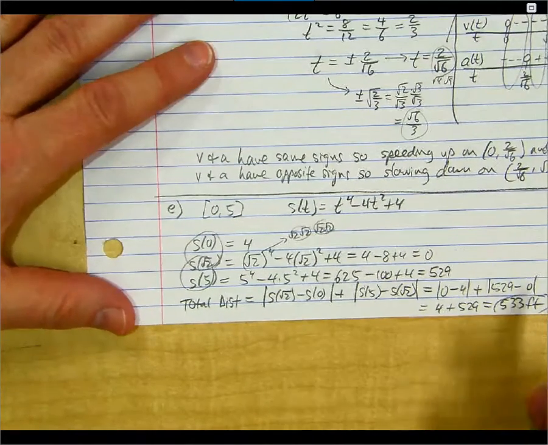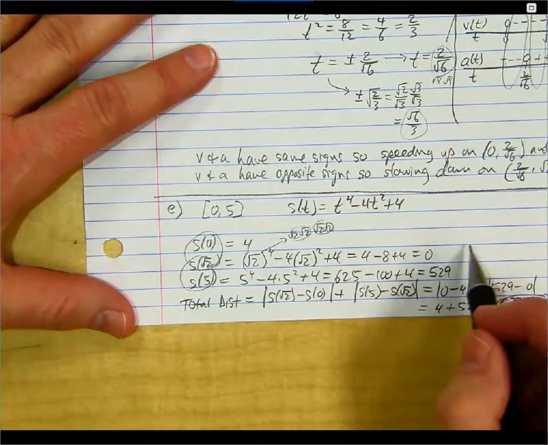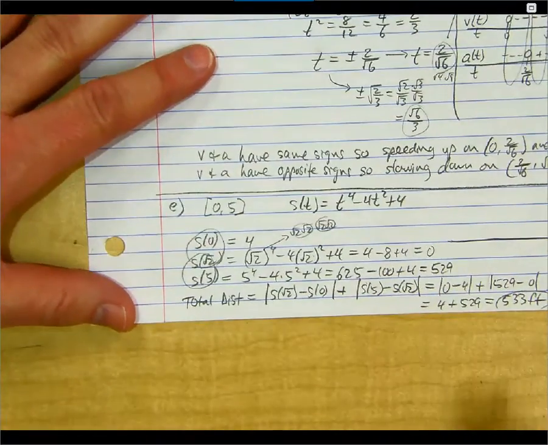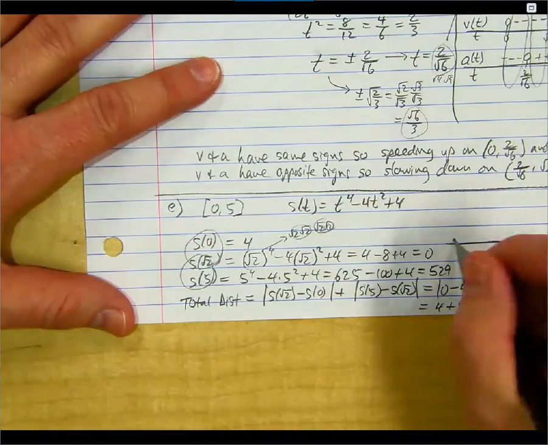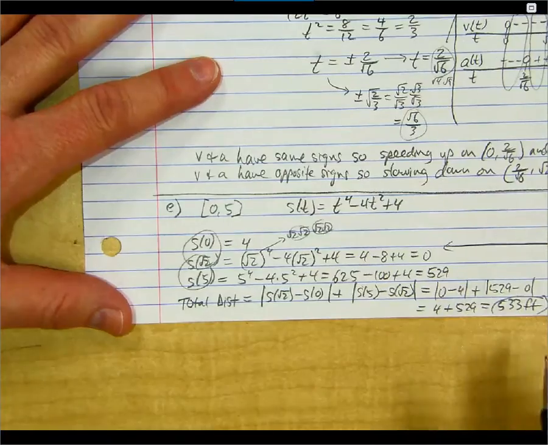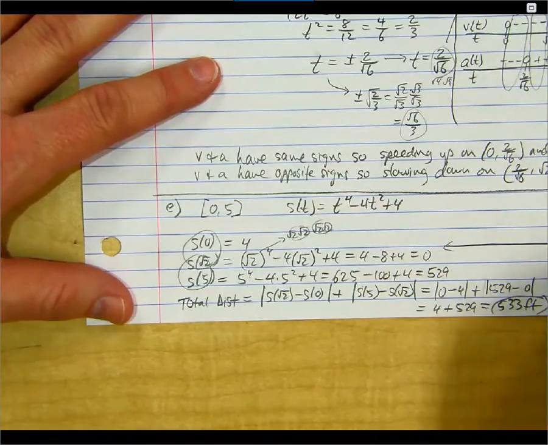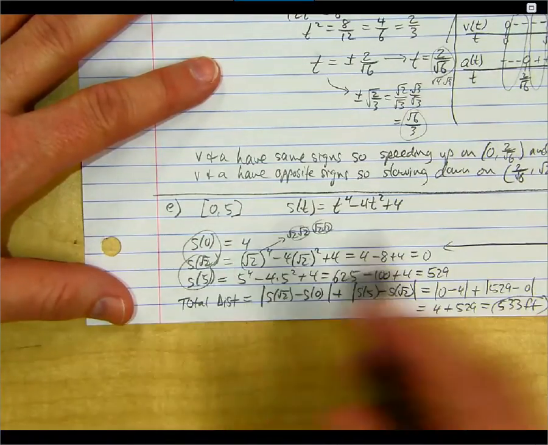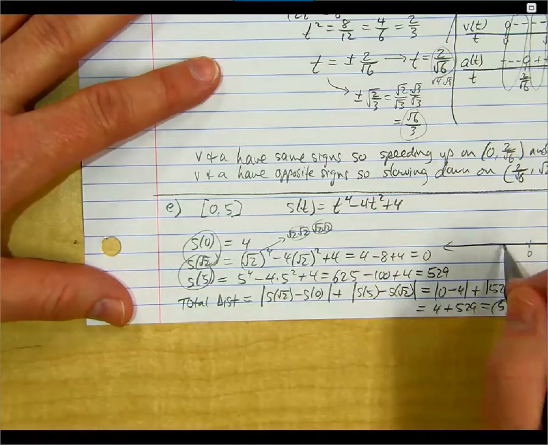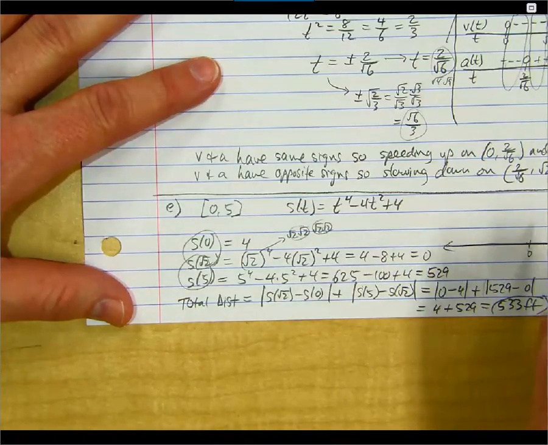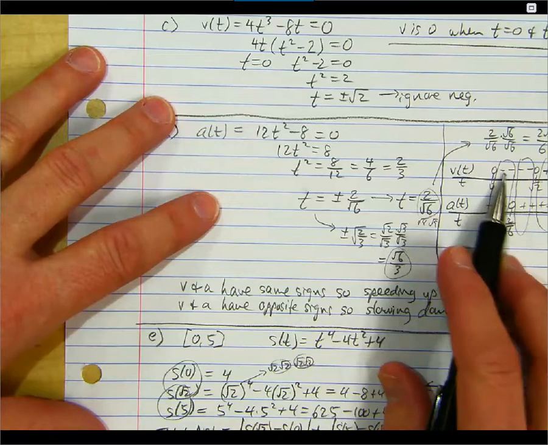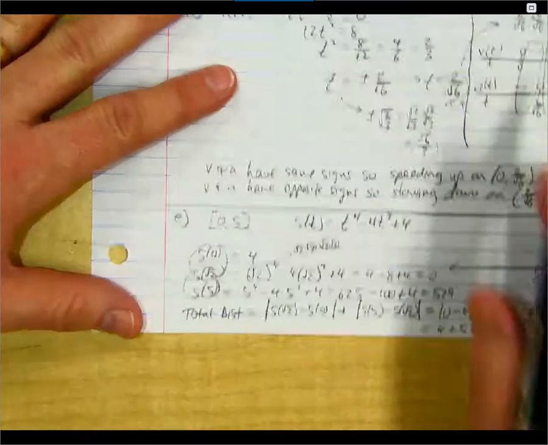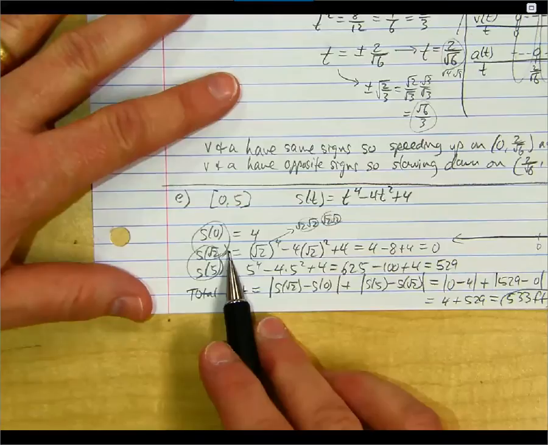I guess the only other thing we could do, if this makes sense to you, I don't think I'll ask you to do it. Let me rephrase that. I will not ask you to do this on the quiz, but if this is a position axis, we could talk about how the position is 4. If this is 0, it starts at 4, we'll say. And then from time 0 to time rad 2, it's moving to the left. And its position, when we get to rad 2, is actually 0.